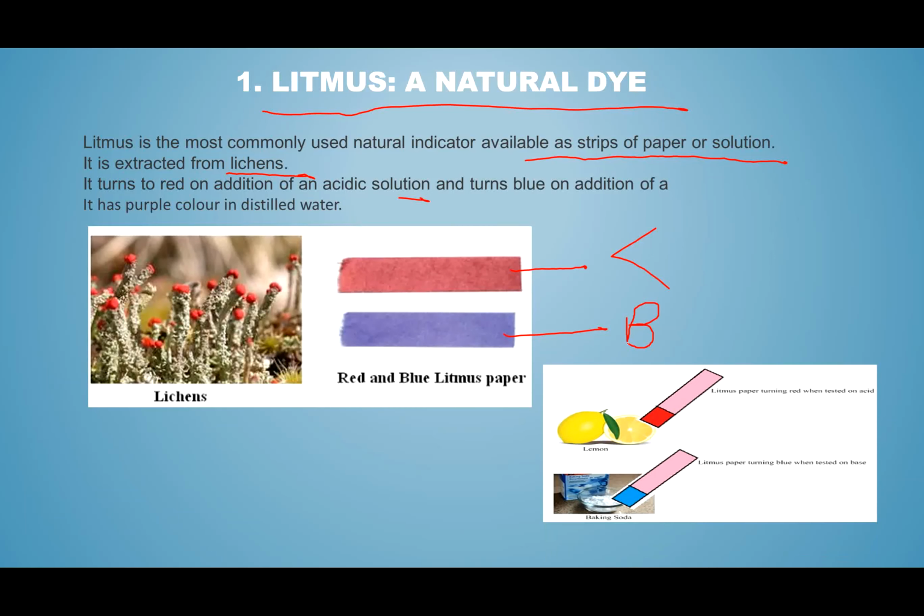So if, like, here is a lemon and we have taken a red color strip, when we apply lemon to this strip, it will not change, as it is already red. It will turn a darker red, and that way we can identify it's an acid. But if red is changing into blue, as in this case with baking soda, that means it's a base. So this is how we use the strips, or we can use the solution as well. We can put a drop in the solution of indicator.